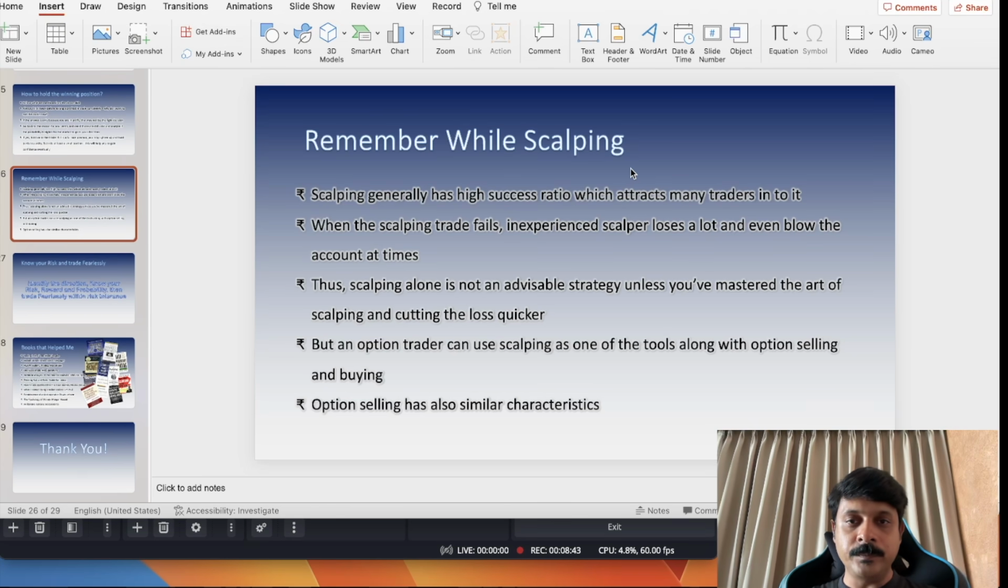Scalping. Scalping is a trading methodology which some people are doing successfully. I know many people, or at least a few people, who are doing it very successfully, and they consistently make profit and they are winners. So I'm not saying that scalping is bad, but scalping is bad for inexperienced people is what I say. Because when you do scalping, it generally gives a high success ratio, which attracts many traders into it.